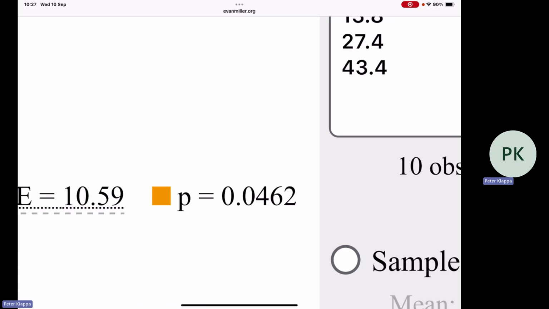So what is your verdict? P-value is 0.046. We set alpha of 5%. Should we reject the null hypothesis or not? If P is low, it must be rejected. We should reject the null hypothesis. Yeah, because 0.046 is smaller than 0.05. And we've got a rejection.